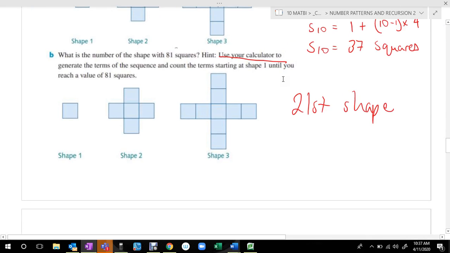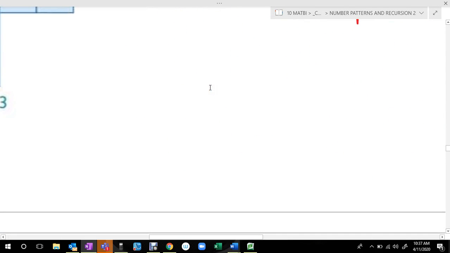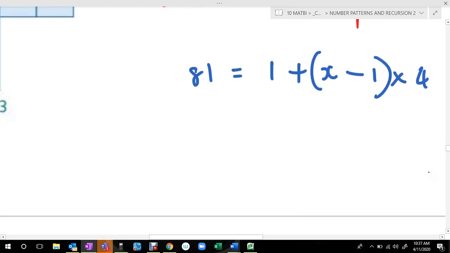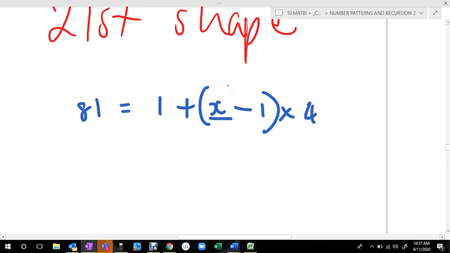Now, hopefully this won't confuse you guys a little bit, but if we try to work this out algebraically, and we use the nth term rule, so 81 equals 1 plus the unknown number minus 1 times the common difference of 4. How do we solve this, guys? Remember, in this formula, this x represents that shape number. So how do we solve this? Anyone want to tell me?